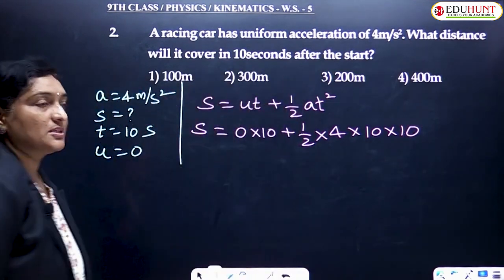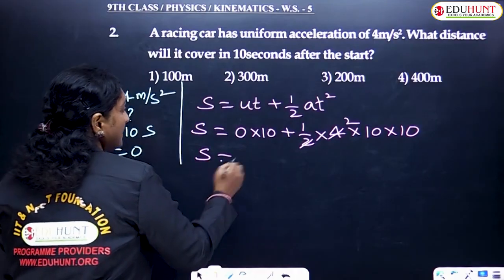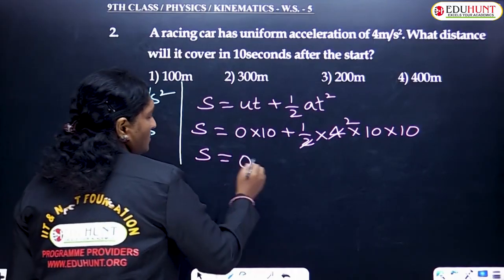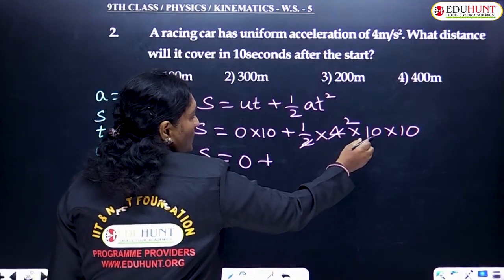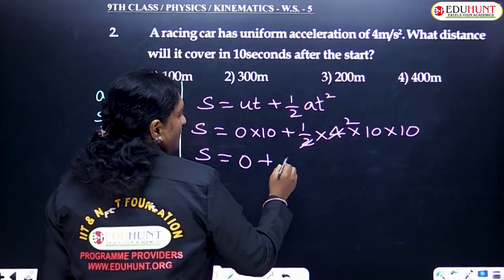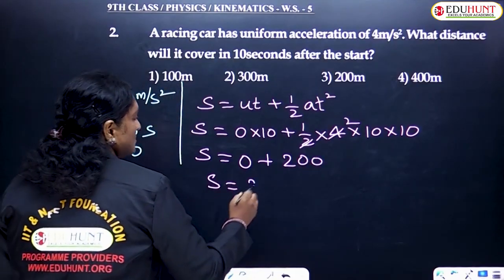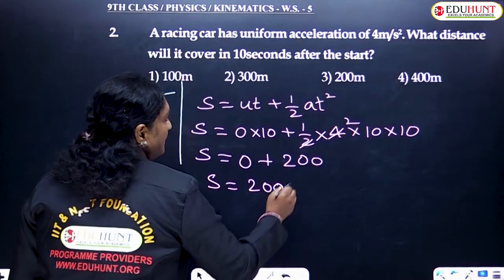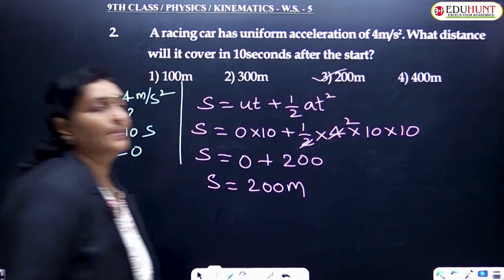So after substitution, let us try to simplify. 2 goes by 2 times. S = 0 into 10 is 0, plus 1 into 2 is 2, 2 into 10 is 20, 20 into 10 is 200. So S = 0 + 200, or S = 200 meters. So here goes your answer, option number 3.